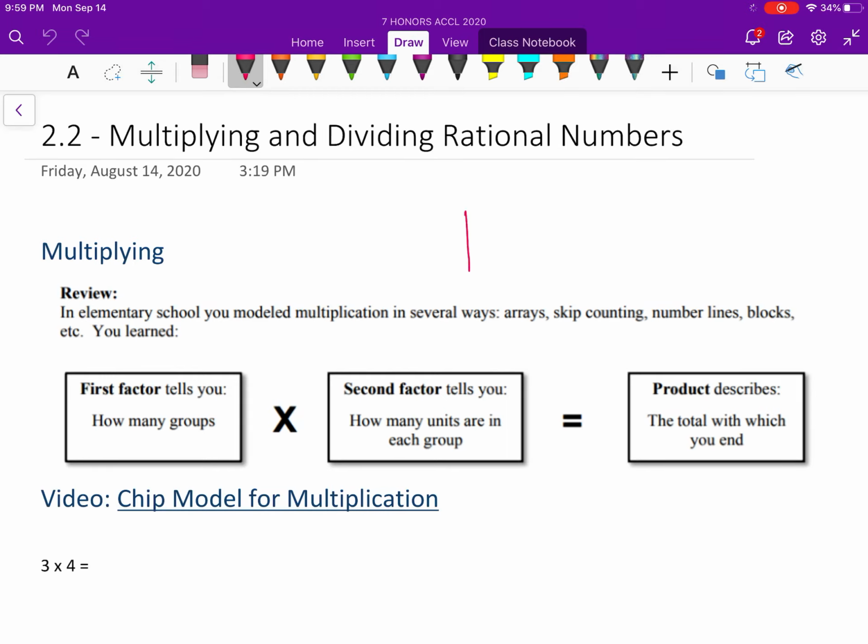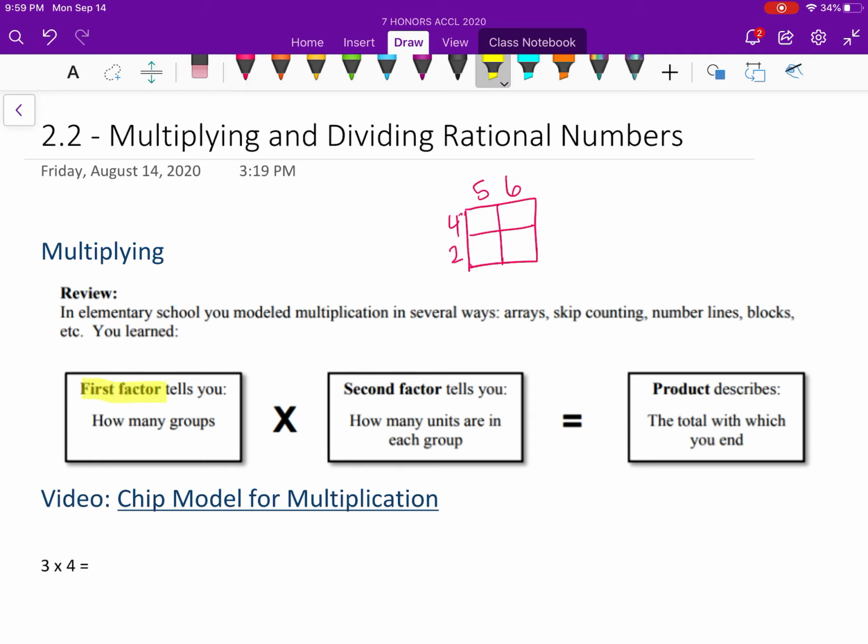You did arrays maybe where you created a box. All right, some of you guys did like 56 times 42. And so then you know that 40 times 50, and you solved this, okay? Maybe you did some skip counting, maybe on some number lines, maybe you used blocks or chips, okay? But this is basically what you learned.